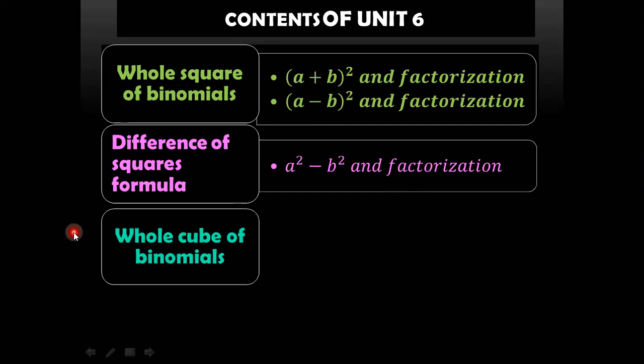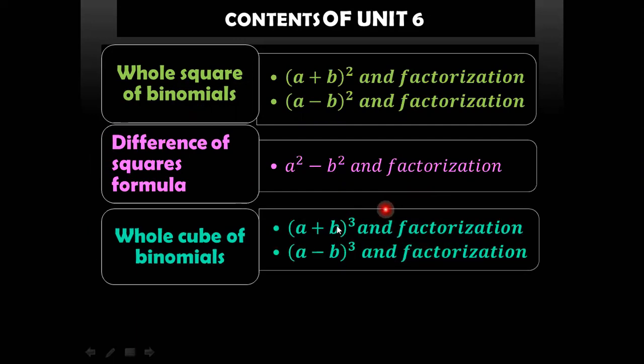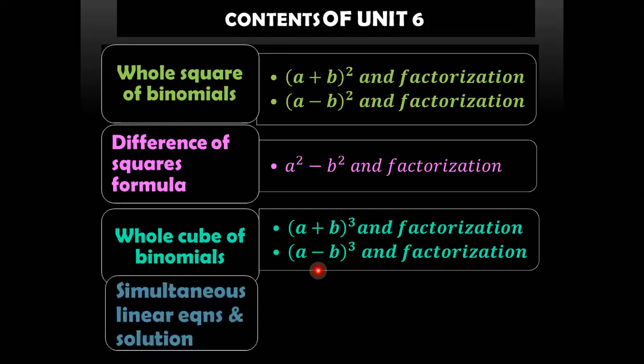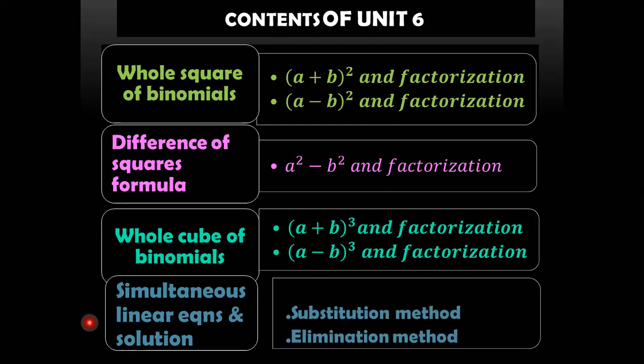And then you will see whole cube of binomials. There are two formulas for it. One is for plus and the other is for minus: a plus b whole cube and a minus b whole cube, and factorization with the help of both of these formulas. And then you will see simultaneous linear equations and their solution with the help of two methods. One is the substitution method and the other is the elimination method.